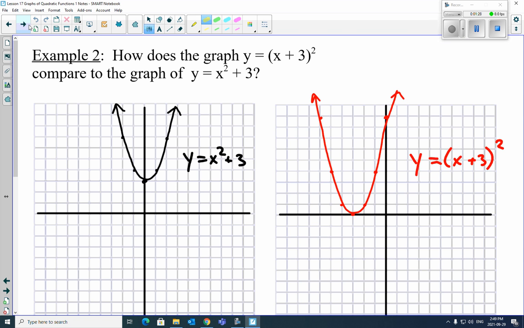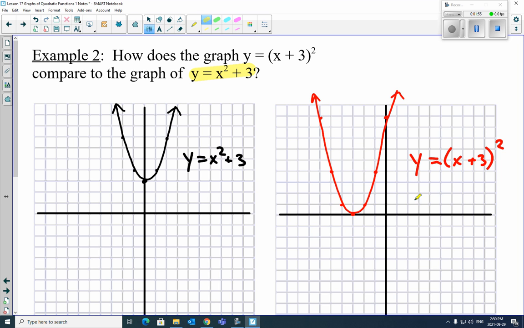Now we want to compare two graphs, y equals (x plus 3) squared, and then y equals x squared plus 3. We know right away, let's do the bottom one first. y equals x squared plus 3 is going to take the whole y equals x squared graph and shift it up 3. So we can draw it right here: 0, 3, and then over 1 up 1, over 2 up 4. We've seen that already. Now, when you put it inside the brackets, it shifts it left and right. And it's kind of counterintuitive.